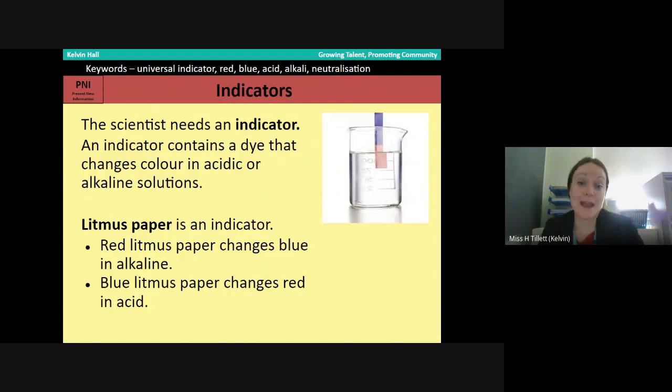One of those indicators is a paper. This paper has a special name. It's called litmus paper. Litmus paper comes in two colours. We can get red litmus paper and blue litmus paper, and they are used for different things. So what I'd like you to write down on your note page is this information here, these last 2 bullet points on my slide. I want you to make a note that red litmus paper changes blue in alkaline and blue litmus paper changes red in acid. That's important, and you're going to need that later for my task. So I'll give you 2 minutes now, pause the video, write that down, and then I'll come back to you.